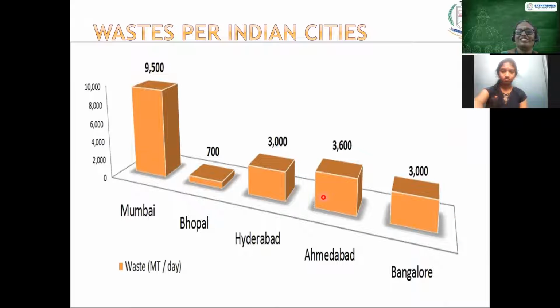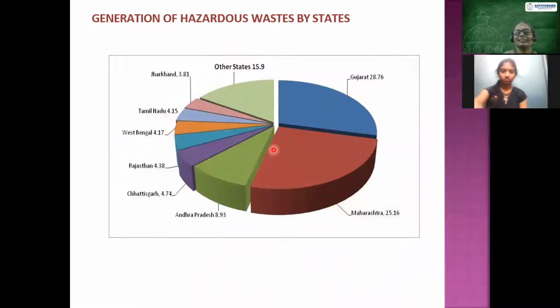This is waste per Indian city. Even though Chennai is not there, you compare Mumbai, Bhopal, Hyderabad, Ahmedabad and Bangalore. You all know that Mumbai has the thickest population, so 9,500 tons per day is collected over the day. Okay, see, these are the hazardous wastes by state: Gujarat, Maharashtra, even Tamil Nadu 4.15 percent, other states 15 percent. So the most hazardous waste is from Maharashtra, Gujarat, and the next place is taken by Andhra Pradesh.